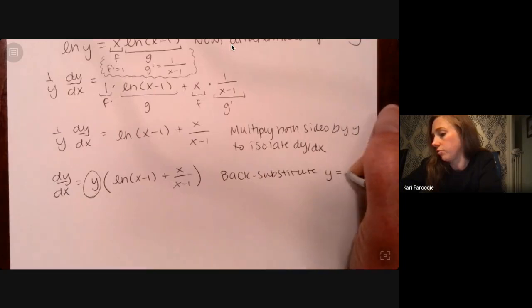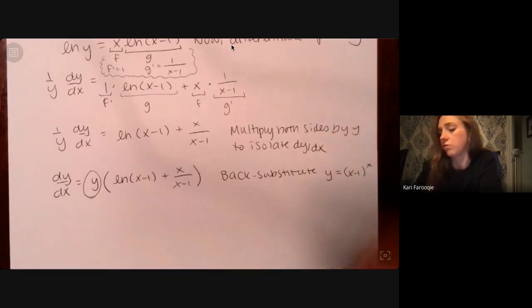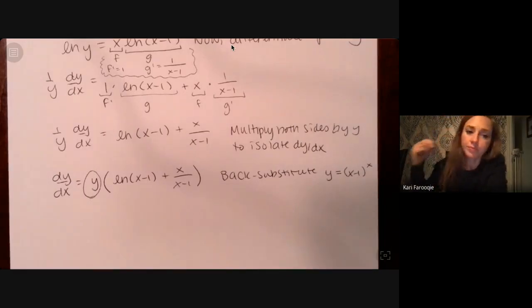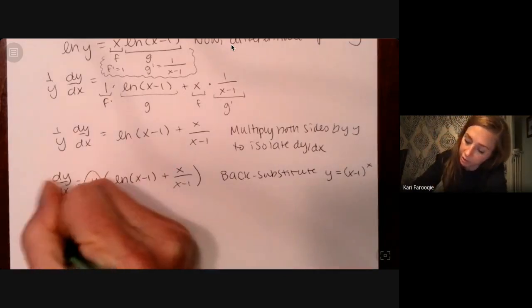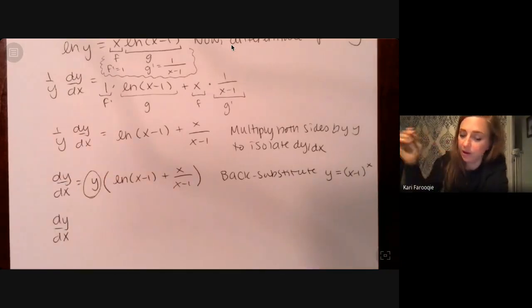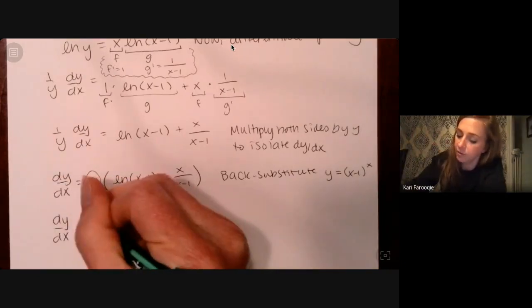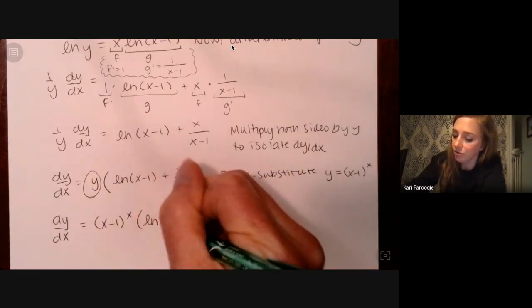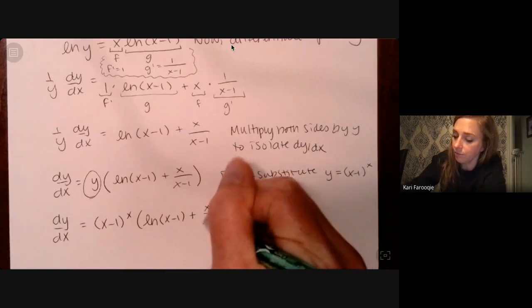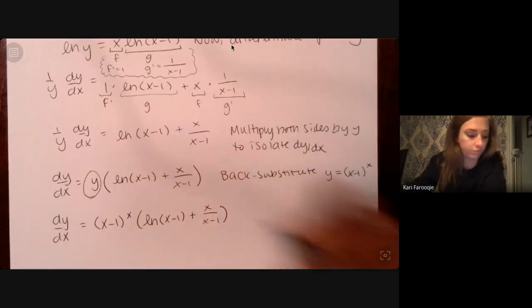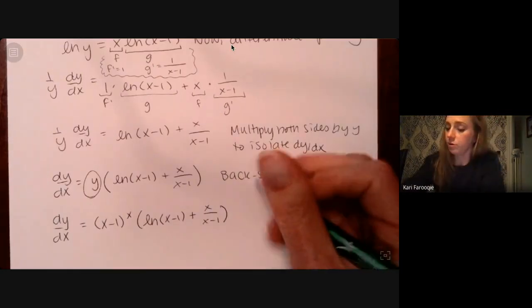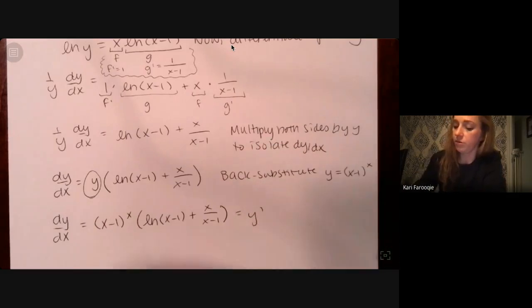y equals x minus 1 to the x power, because I want everything to be written in terms of x. And then I'll have the derivative of y with respect to x. So x minus 1 to the x, and then you can probably just leave that factored. Yeah, that's what I did. This is y prime, same thing.